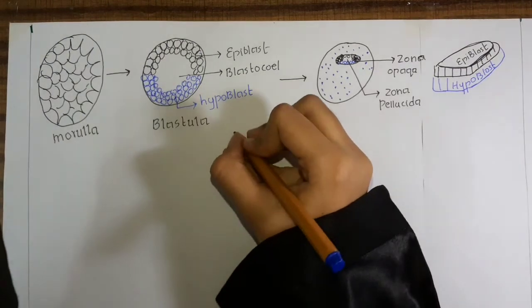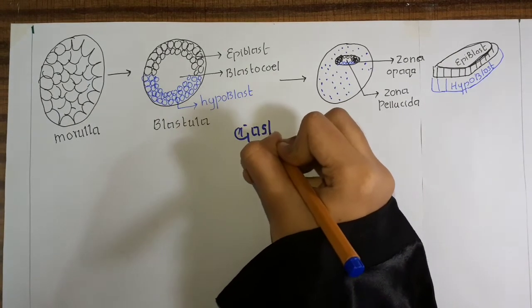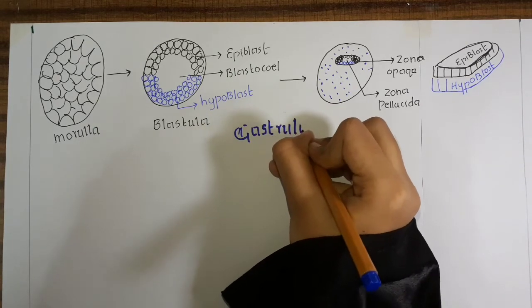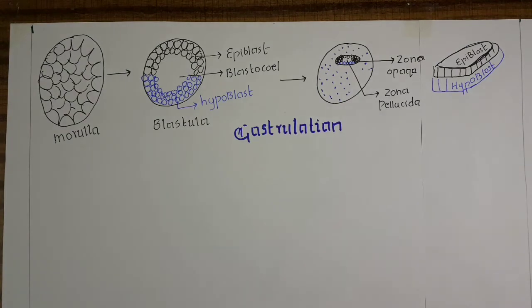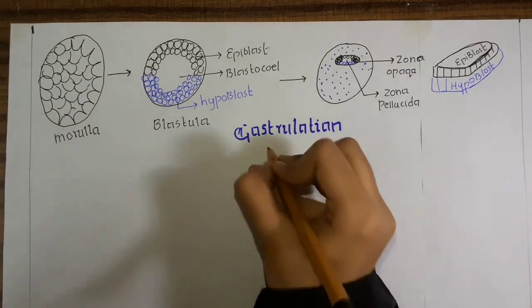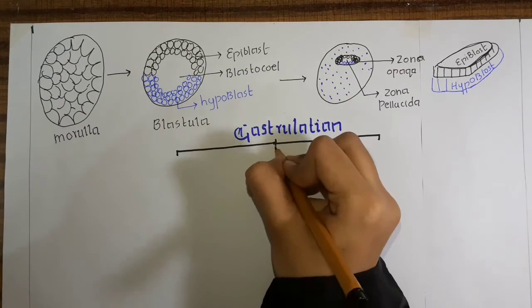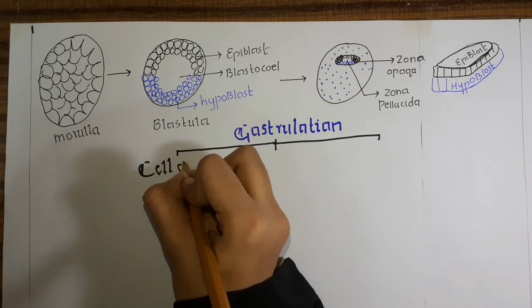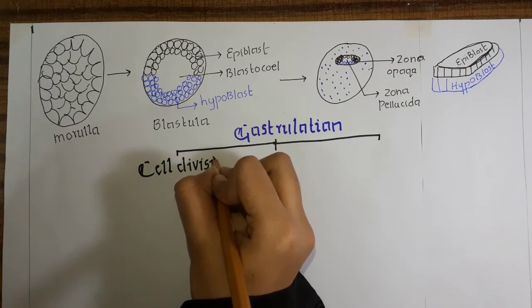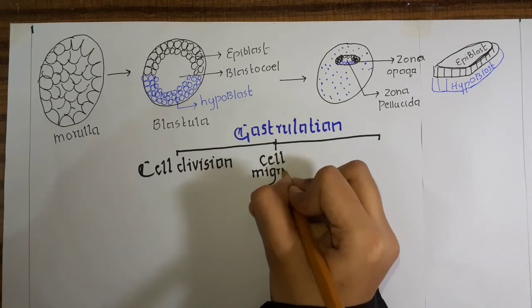Now let's come to the next topic, which is gastrulation, and the embryo at this stage is called gastrula. For gastrulation, remember three terms in this particular sequence: cell division, cell migration, and cell rearrangement. What is it? Cell division, migration, and rearrangement.